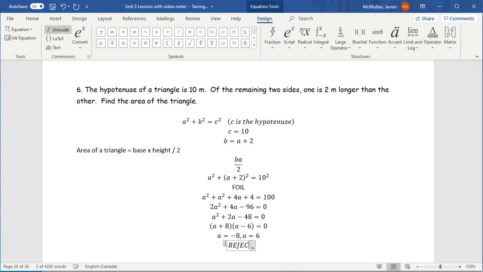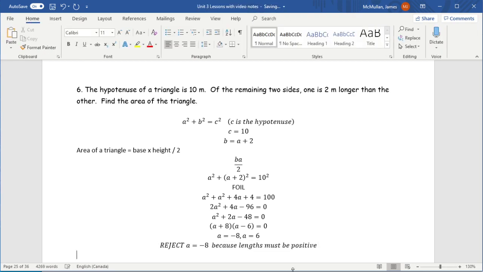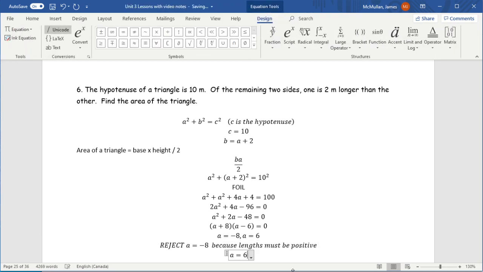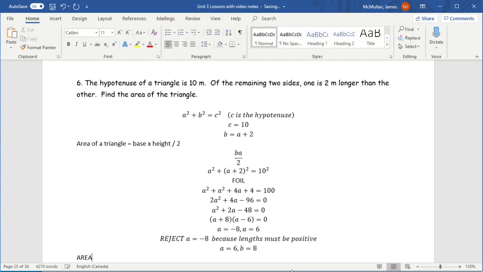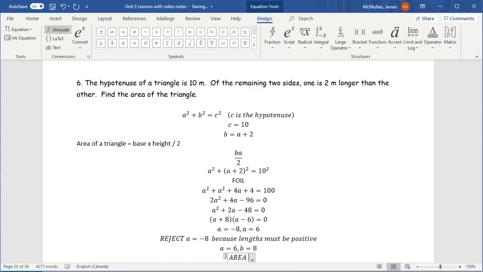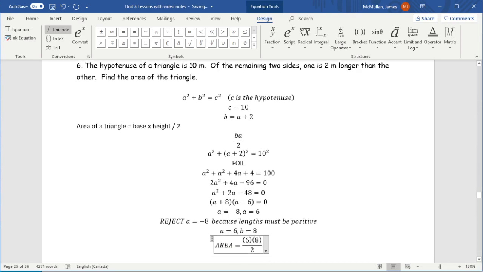Now, I'm going to reject A equals negative 8 because lengths must be positive. So therefore, A equals 6, which means B equals 8, because B is two numbers bigger than A. And the area is 6 times 8 divided by 2. 6 times 8 is 48, divided by 2 is 24 units squared.